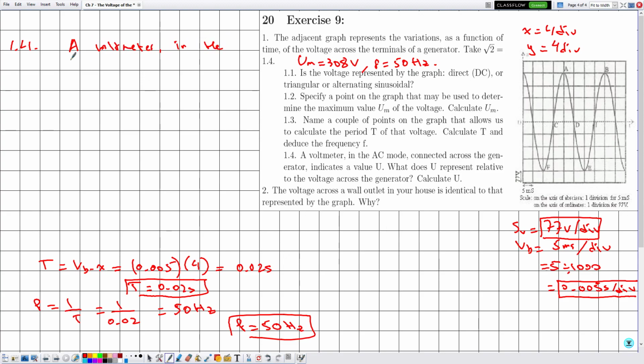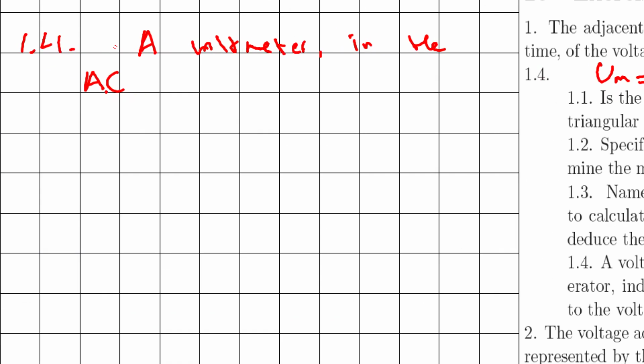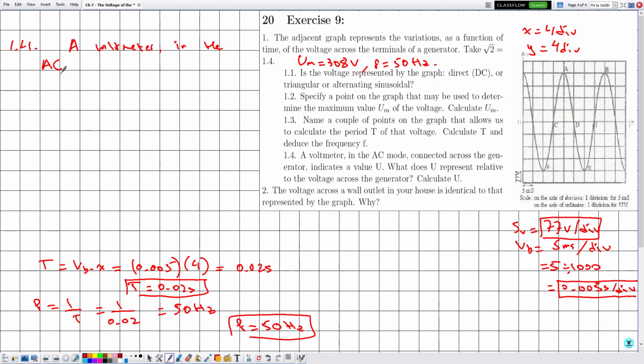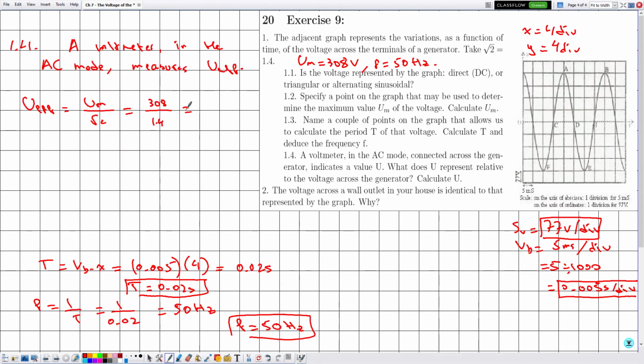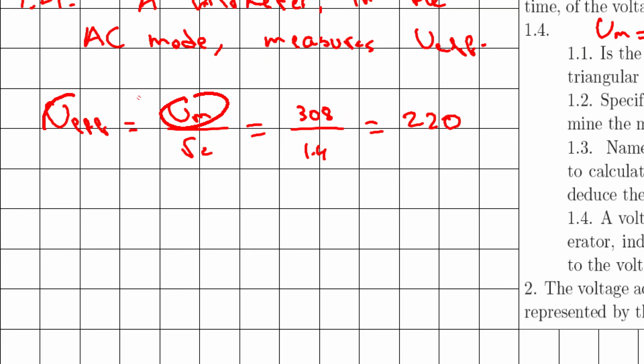in the AC mode. So because we know that a voltmeter has two modes, either AC and DC mode, measures U effective, and we are interested in calculating U effective, which is equal to UM divided by radical 2. Now the value of UM is given by 308, and the value of radical 2 is given by 1.4. Plugging this fraction on the calculator, then we have that the effective voltage is given by 220. Since UM is expressed in volts, the value of U effective will be in volts.